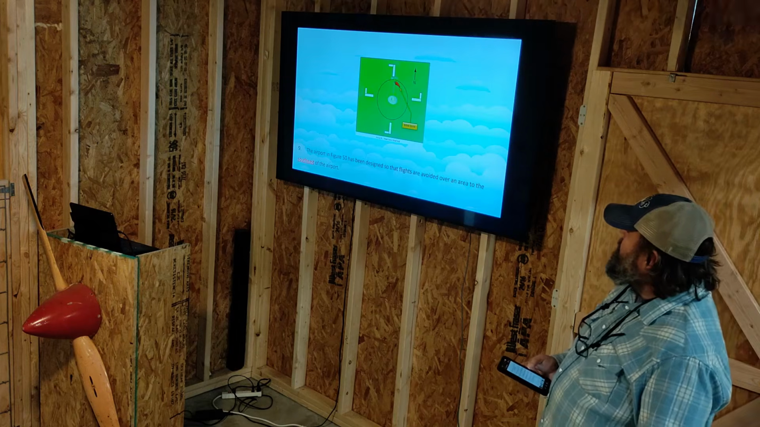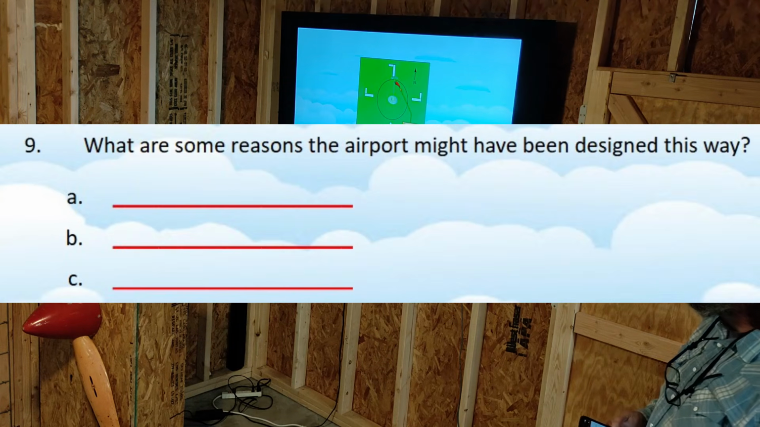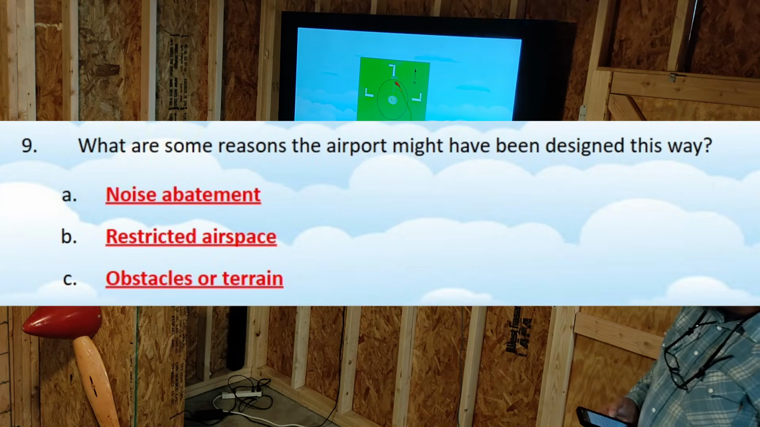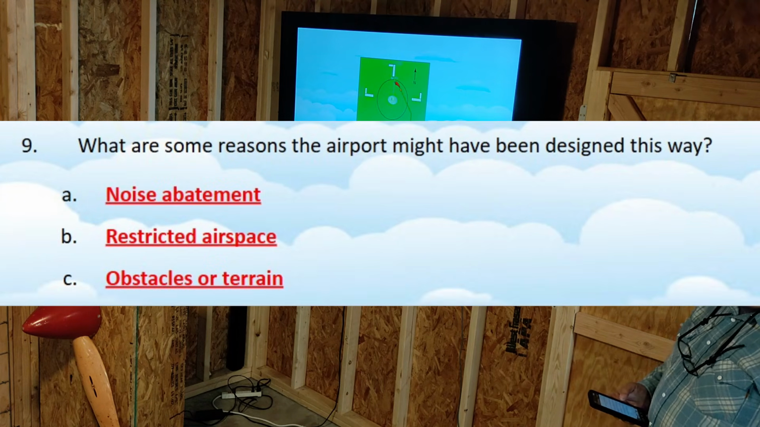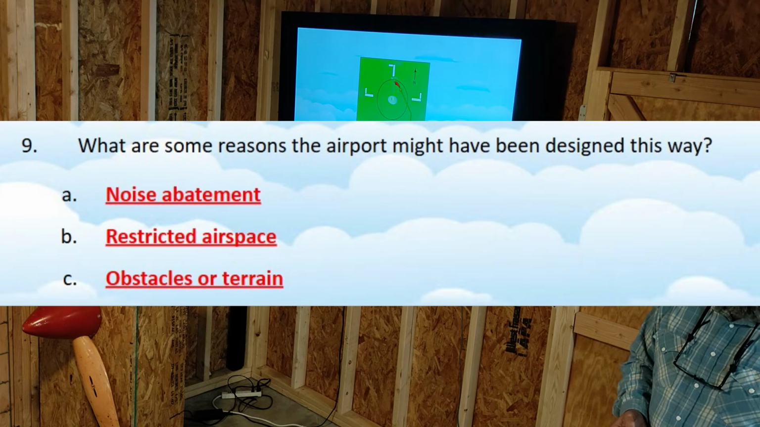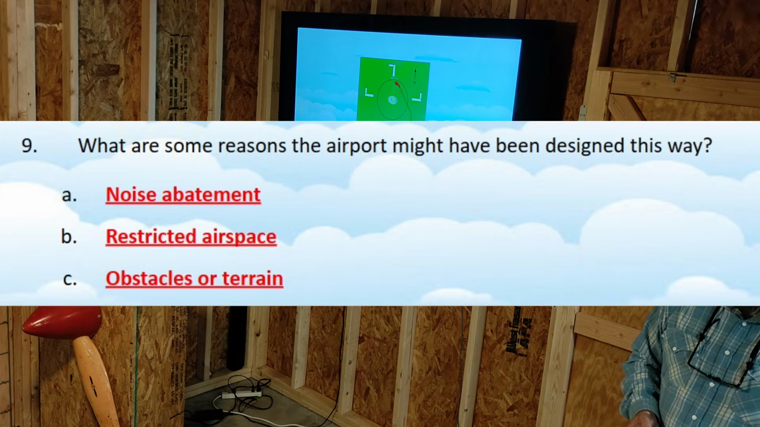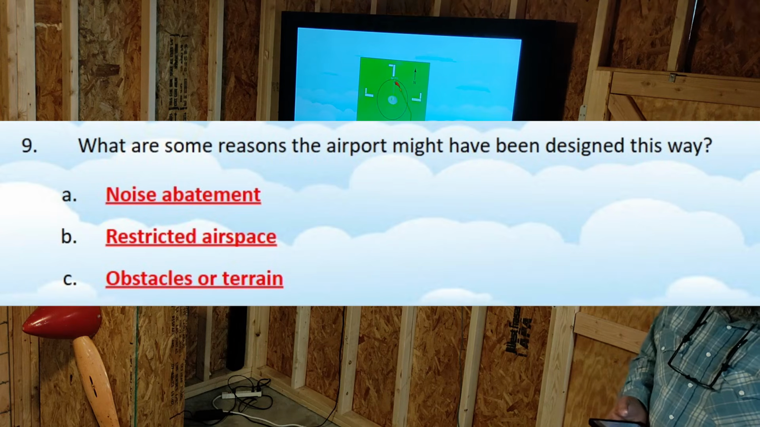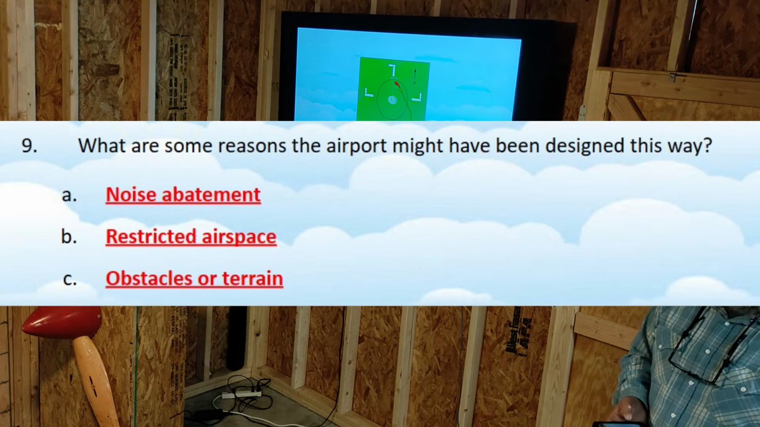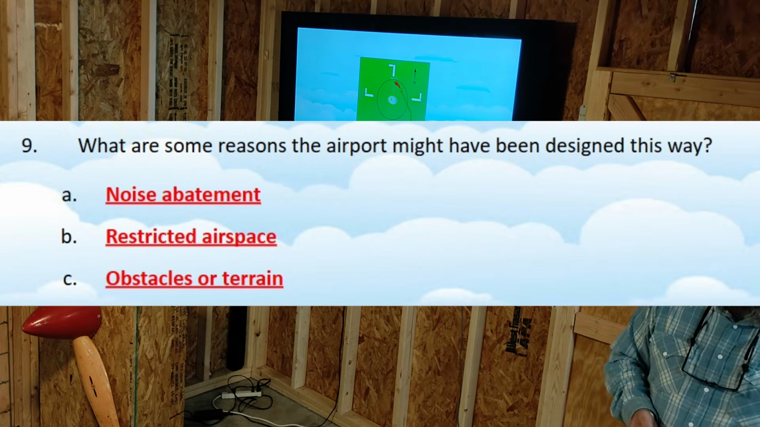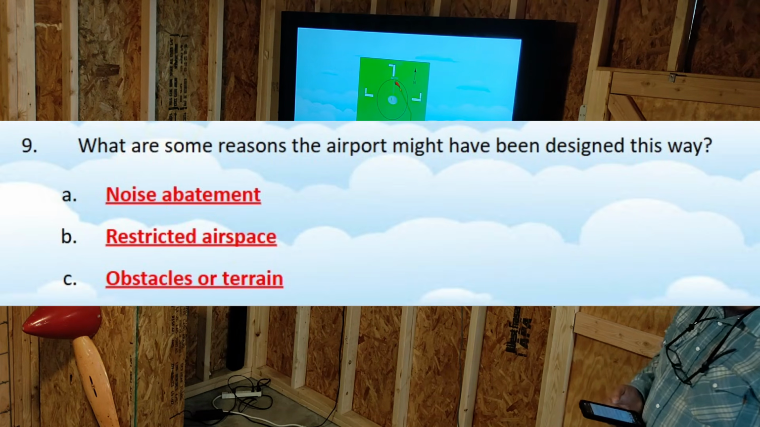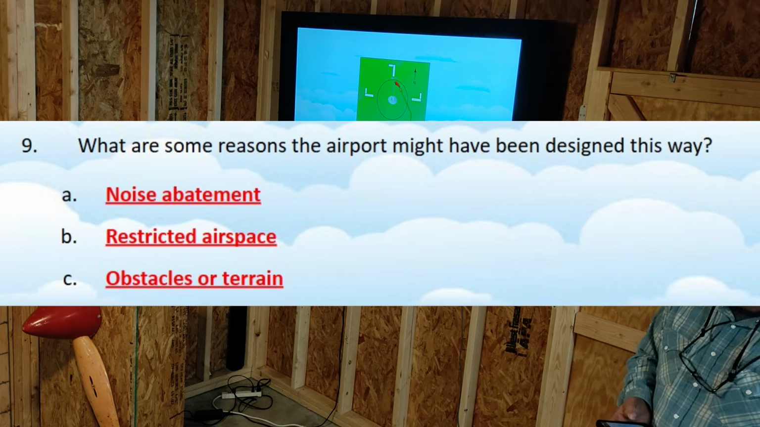There's a reason. All right, what are some reasons the airport might have been designed this way? Noise abatement, restricted airspace, and obstacles or terrain. So Grand Prairie, for example, was mentioned. It probably falls under noise abatement and obstacles. It's probably not restricted, but they don't want you low level over a school for obvious reasons. So obstacles, terrain, yeah.